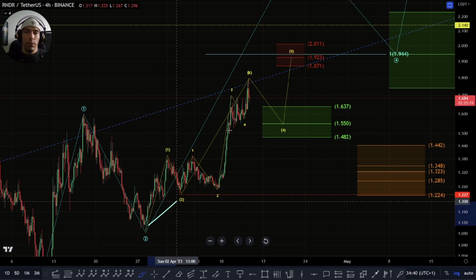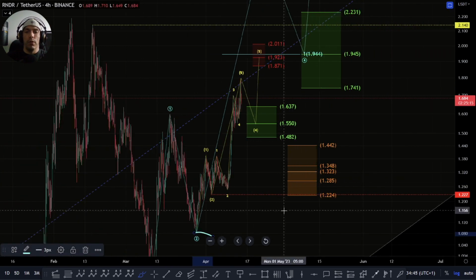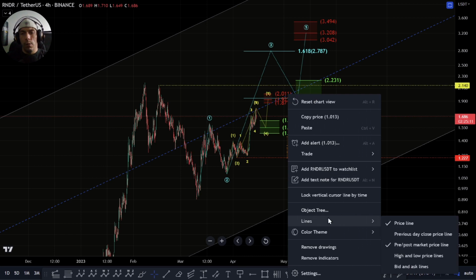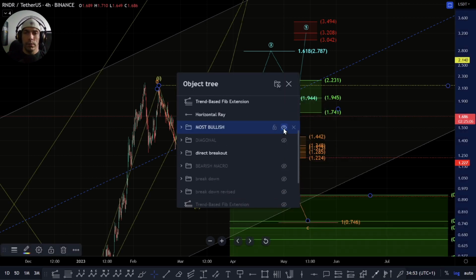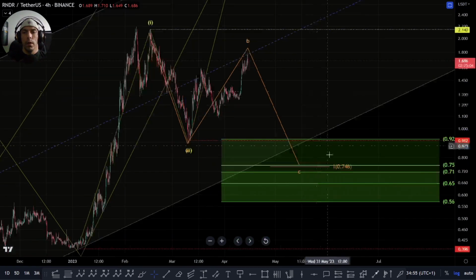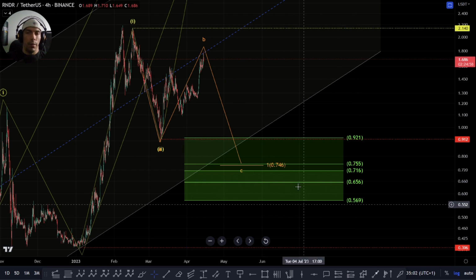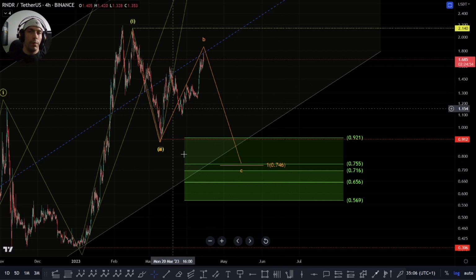If we just complete this move up, take this low down here, like I said, then we would be treating this as a corrective structure, and then we'd have to look for those lower targets, which were over here towards this zone of this 92 cent to this 56 cent area. 1 to 1 would be the 74.6. So keep an eye on this.